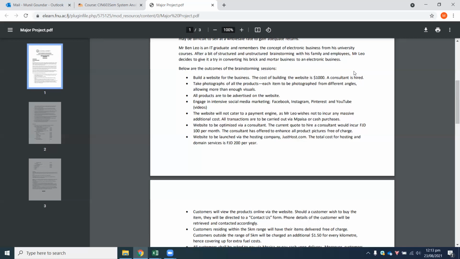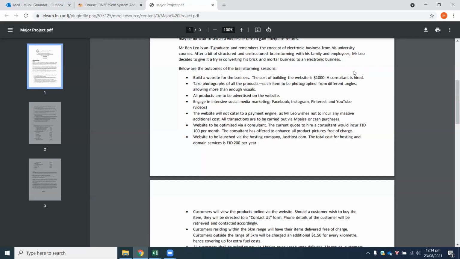Website to be launched via a hosting company, justhost.com. The total cost of hosting the domain service is $200 per year. Okay, so the website will be designed, it will be built. Now, designing and building are two different phases. After it's designed and built, it will be hosted with a company. With hosting services, there are two kinds of service you'll be looking for. First one is hosting itself, and the other one is domain. Hosting is whereby you will store your website's files in a specific server, so you'll be charged for that server space that you'll be occupying.